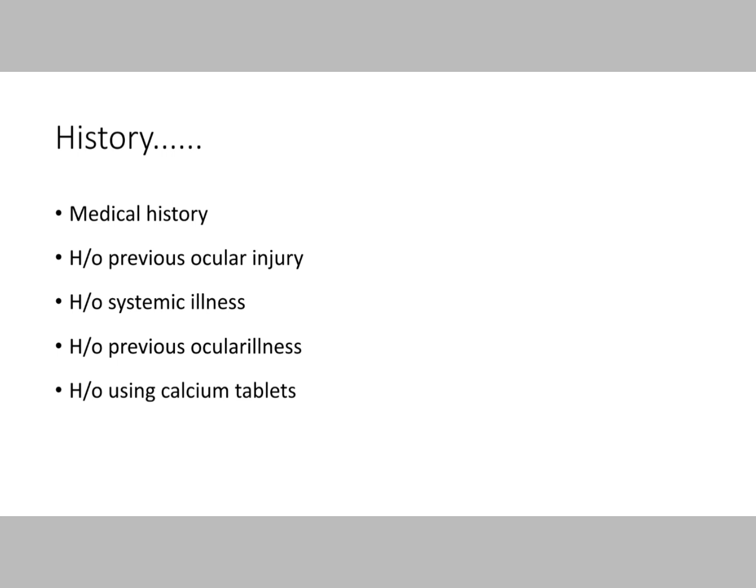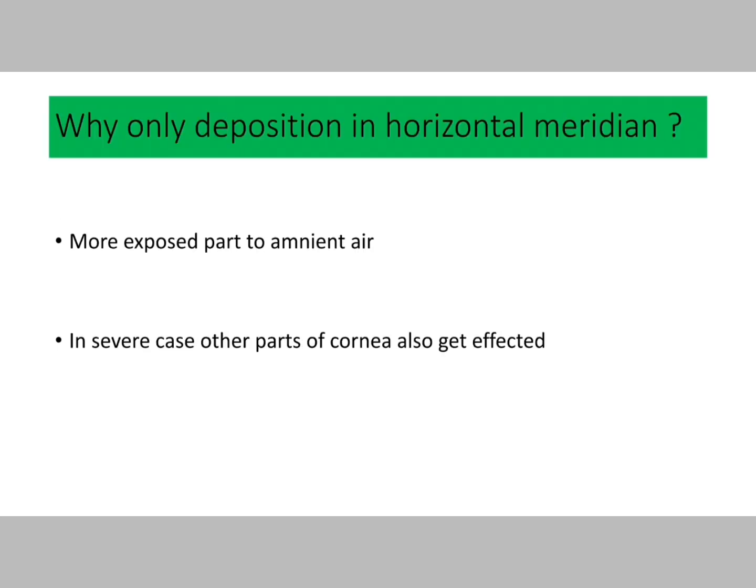Okay, and also I prefer to ask the patient about the history of taking calcium supplements. Why? Band-shaped keratopathy is the deposition of calcium on the cornea. So if the person has hypercalcemia, then the patient may also develop band-shaped keratopathy, because the calcium can deposit on the cornea also. So it can be a reason. So that's why I prefer to ask the patient whether he is taking any calcium supplement or not. Okay, so here, why only deposition at the horizontal meridian?